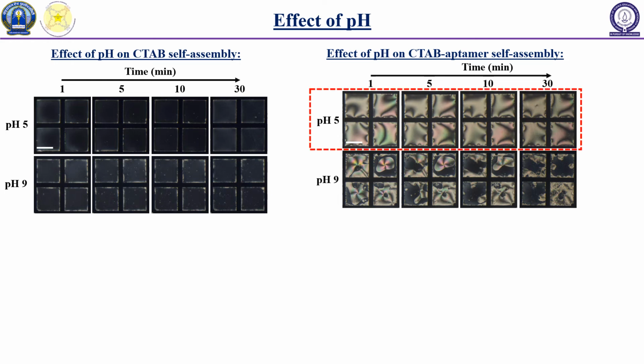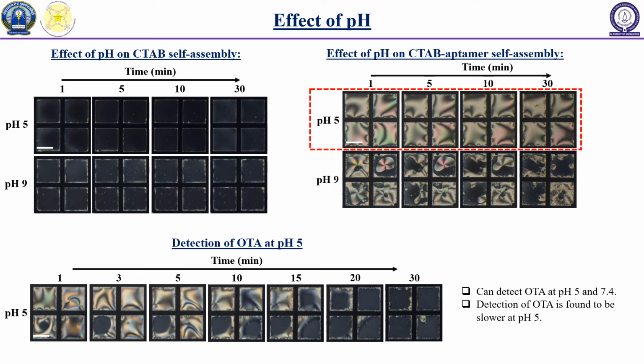Therefore, we performed the experiment for the detection of OTA at pH 5, and we observed that the planar orientation of the LC changed to homeotropic, but it takes time. It means the detection of OTA is slower at pH 5 in comparison to pH 7.4.